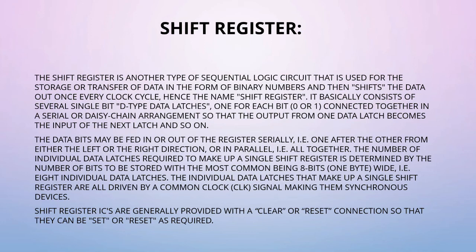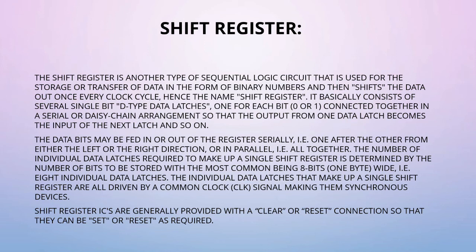It basically consists of several single-bit D-type data latches, one for each bit, 0 or 1, connected together in a series or daisy chain arrangement so that the output from one data latch becomes the input of the next data latch and so on. The data bits may be fed in or out of the register serially, that is one after the other, in either the left or the right direction, or in parallel.